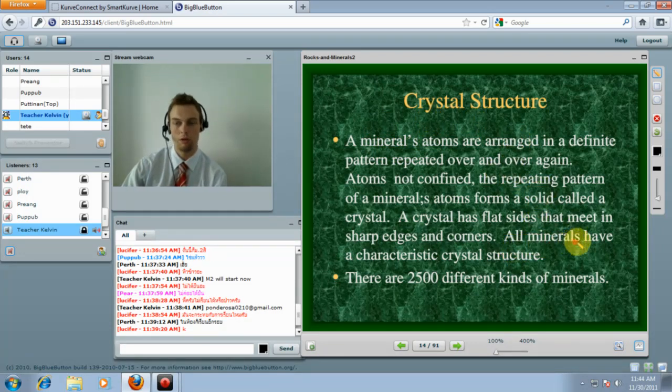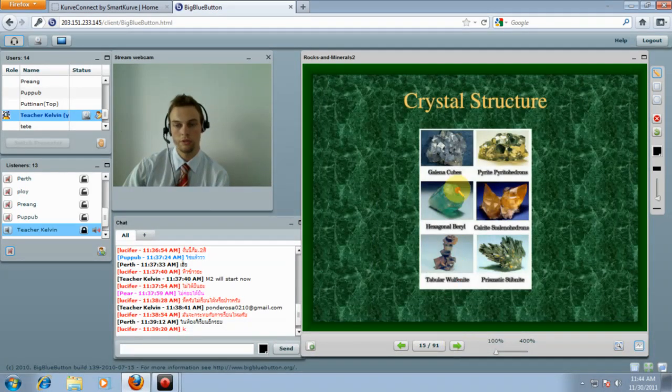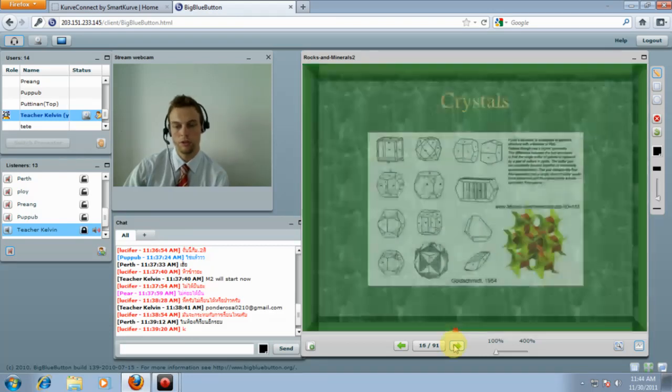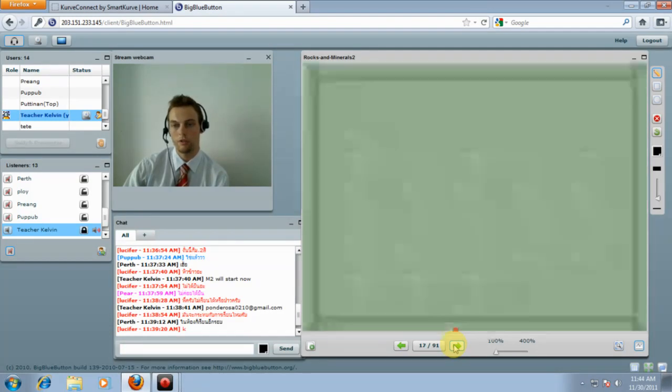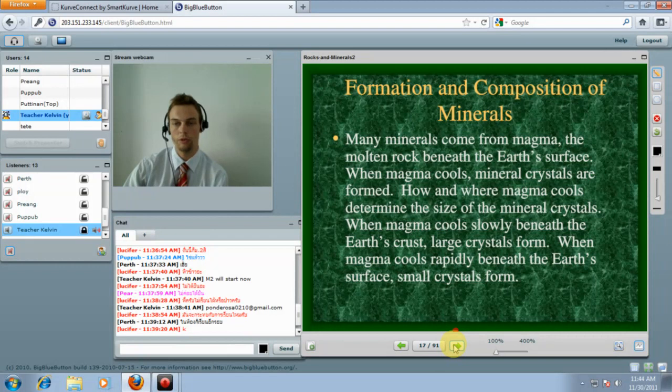It says here, all minerals have a characteristic crystal structure. And we have about 2,500 minerals in total. These are examples of the structure. You have the blocky ones up here, the diamond ones up here, and then this thing is just a crazy explosion crystal structure. Okay, you can review these if you don't remember from last time.